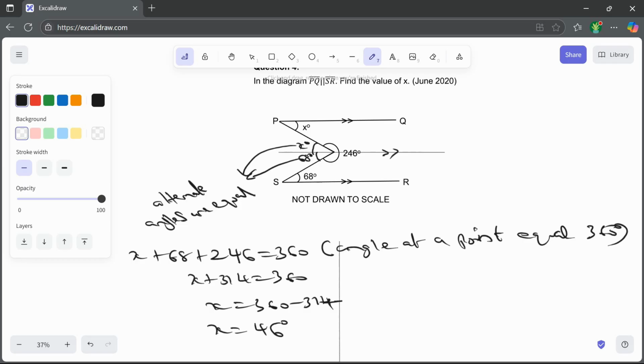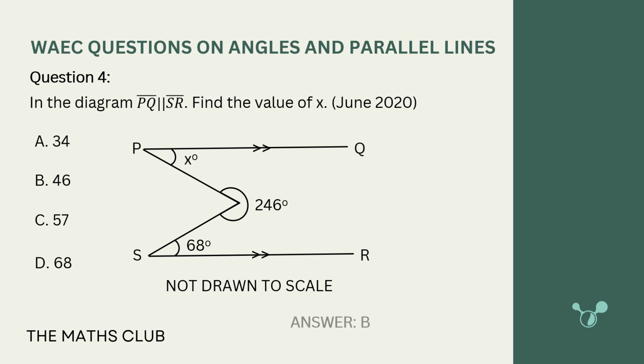Basically our x is 46 degrees. Let's see if we're correct. That will be option B.